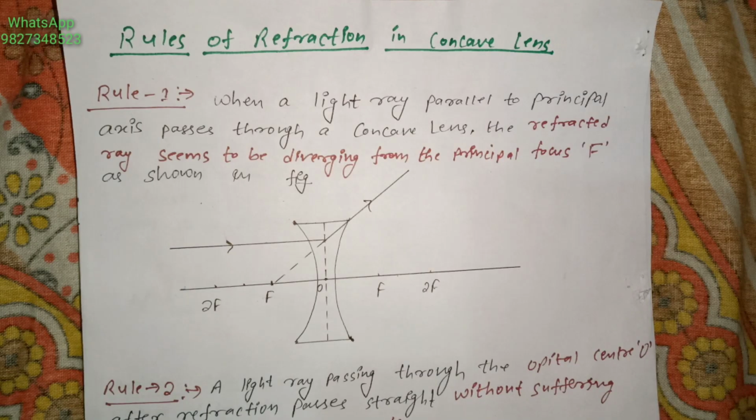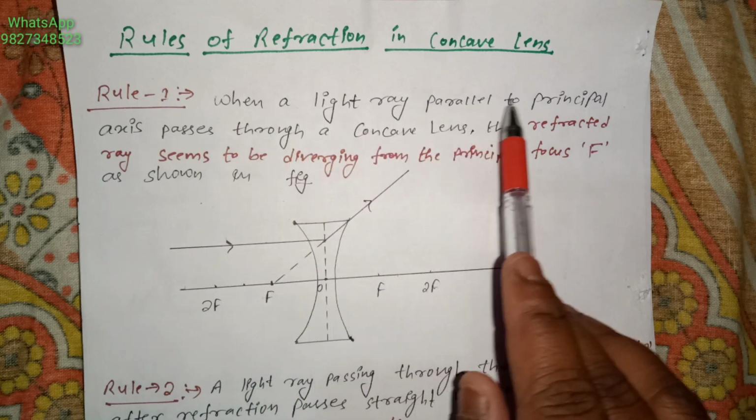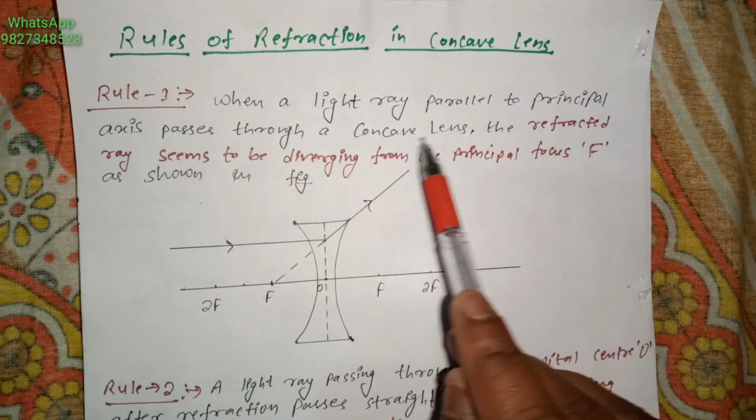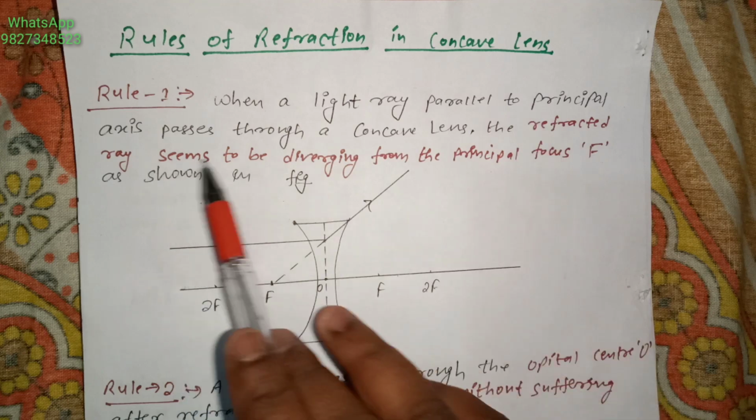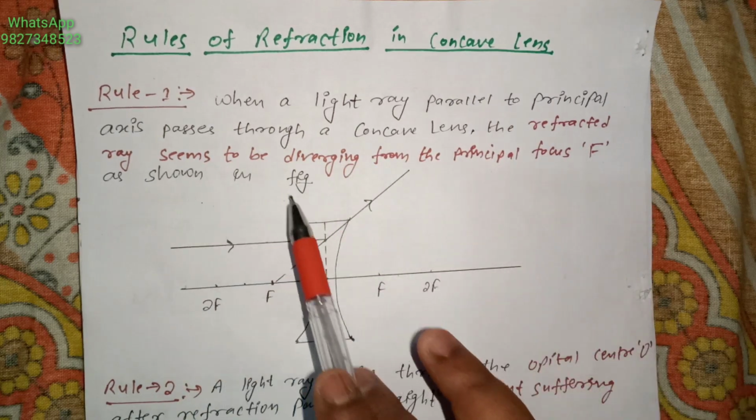Now let's start from the rules of refraction in concave lens. The first rule is when a ray of light parallel to the principal axis passes through a concave lens, the refracted ray seems to be diverging from the principal focus f, okay, as shown in figure.